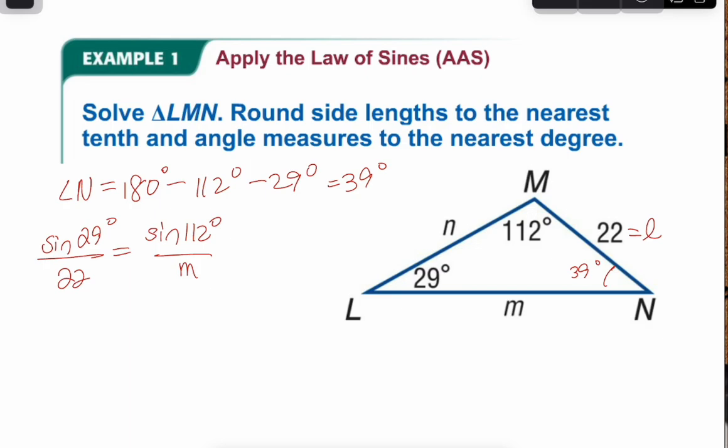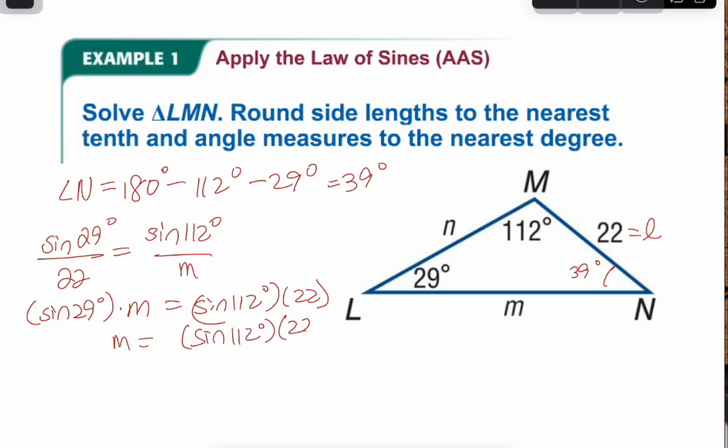Now what you're going to do is cross multiply to solve for your missing variable, wherever it's at. This is a proportion, so you can just cross multiply to solve it. So I know that the sine of 29 times M is going to be the sine of 112 times 22. Now keep in mind, M should be our largest side when we're all done, because it's across from our largest angle. So to solve for M, I need to divide. So it would be the sine of 112 times 22 over the sine of 29.